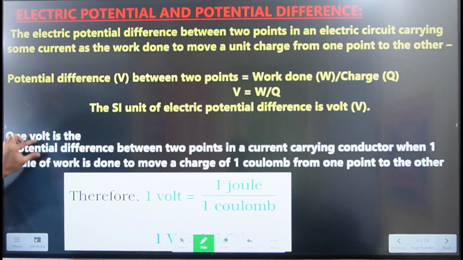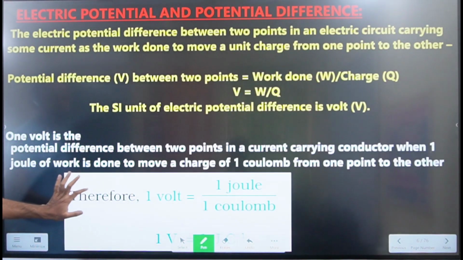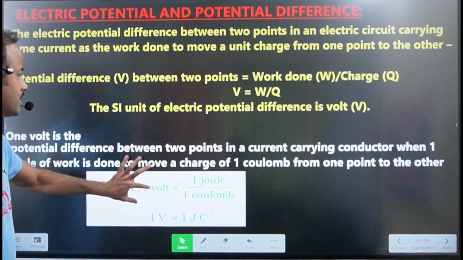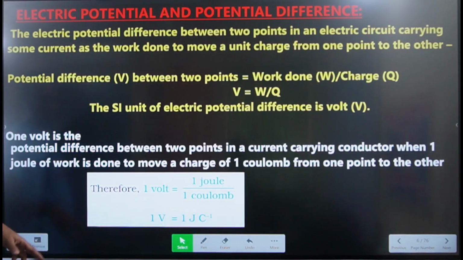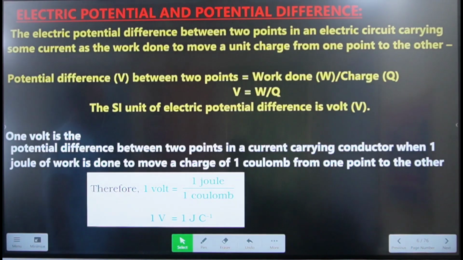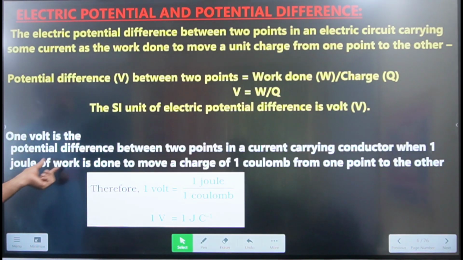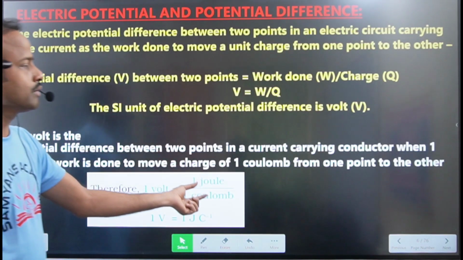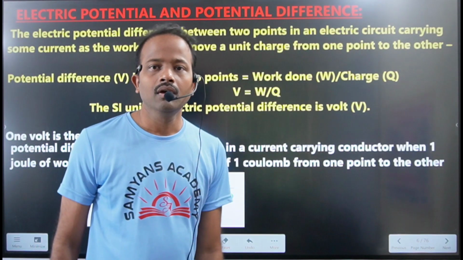1 volt we can define as, just a minute. 1 volt is the potential difference between the 2 points in a current carrying conductor when 1 joule of work is done to move a charge of 1 coulomb from one point to another.